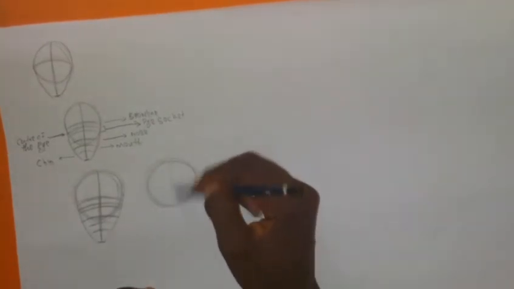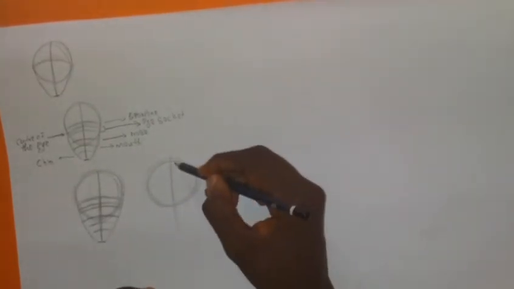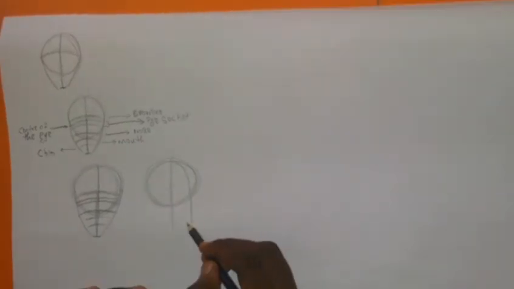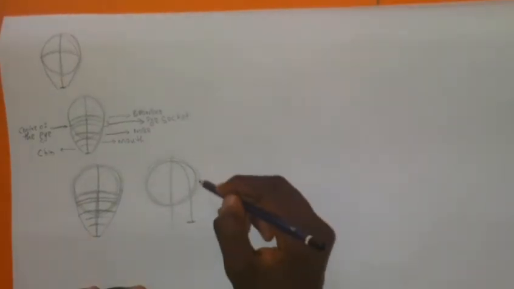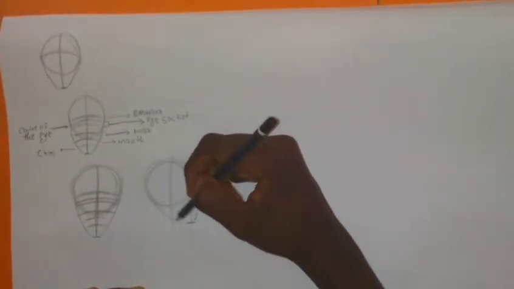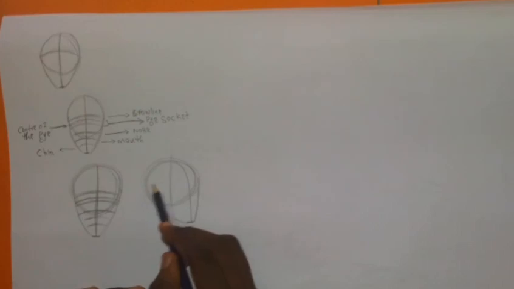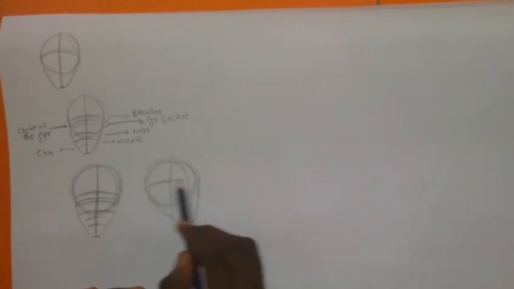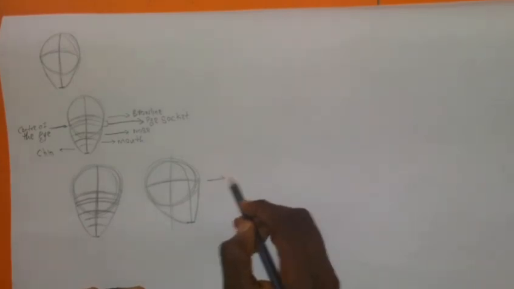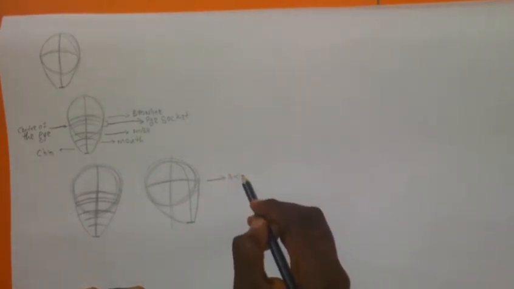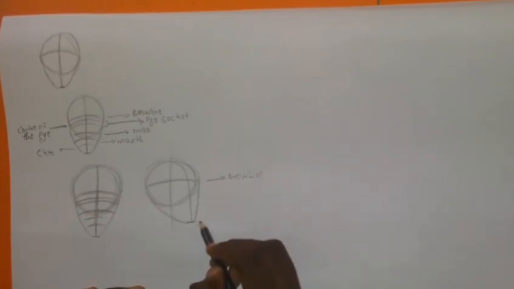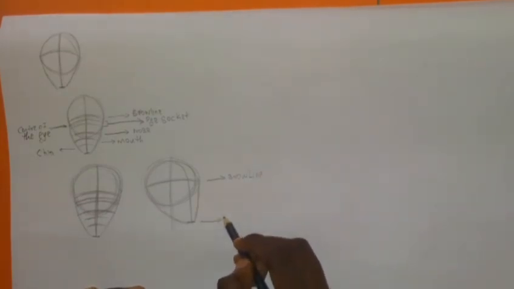So another example, this time let's do a 3/4 view instead. So bottom of the chin, the jaw, the brow line, then bottom is the chin, bottom of the chin.